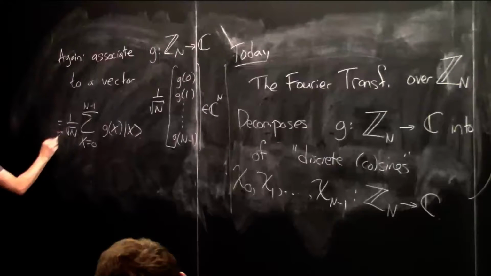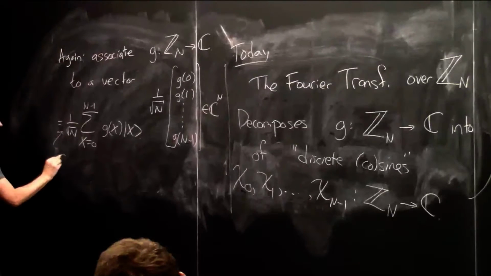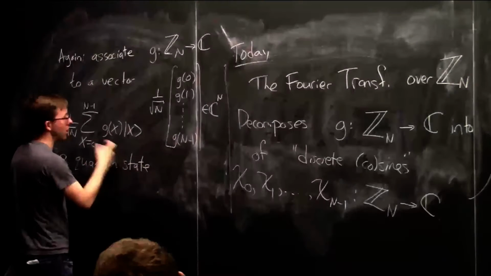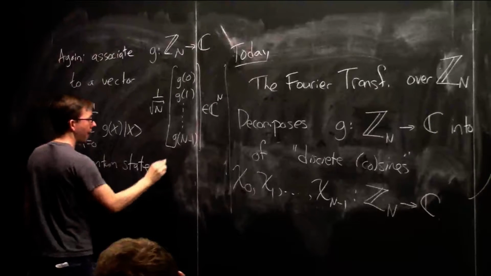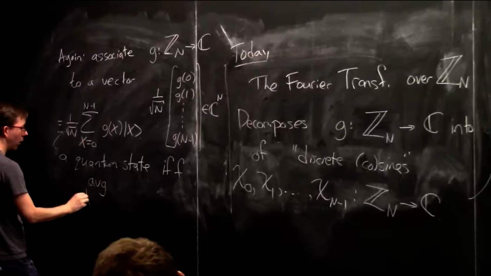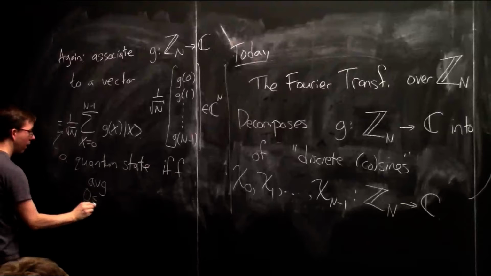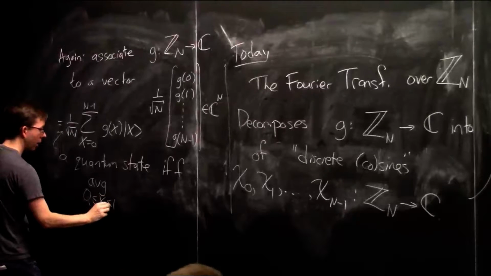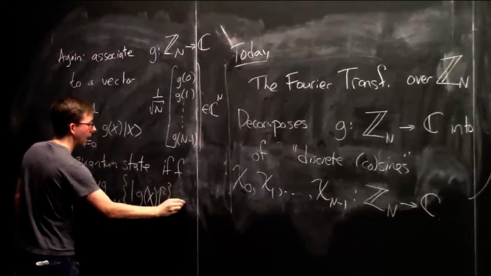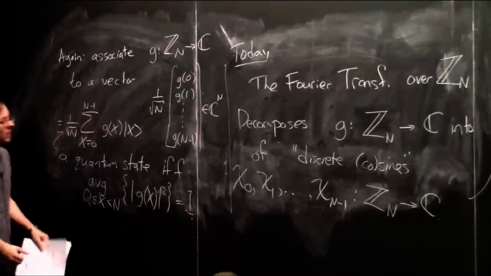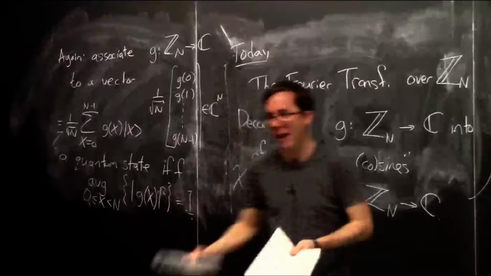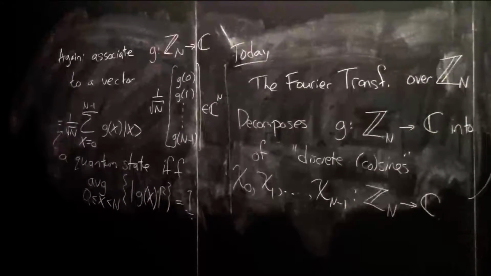We're going to set it up so that this is usually a quantum state. This is a quantum state if the sum of the squares of the magnitudes of the amplitudes is 1. So if and only if, the way we've been writing it, the average over all x between 0 and n minus 1 of the magnitude of g of x squared is 1. We'll usually normalize our functions g so this holds, and that way we can think of them as a quantum state and potentially load them into the actual quantum state of little n many qubits.